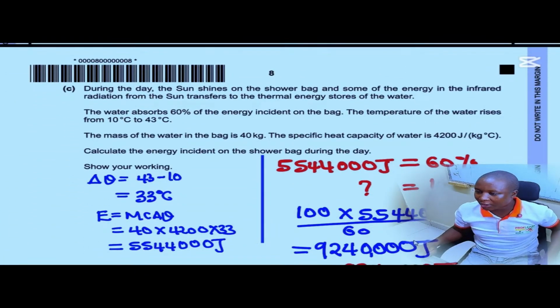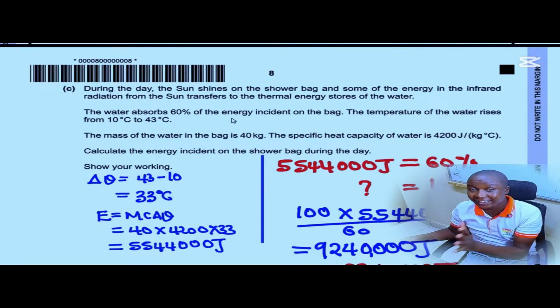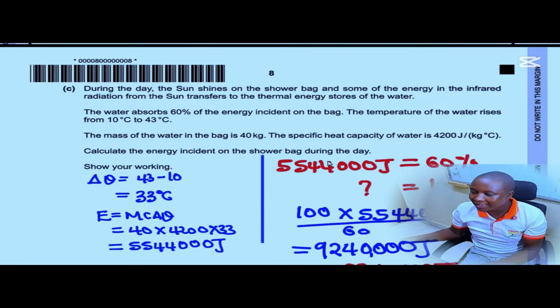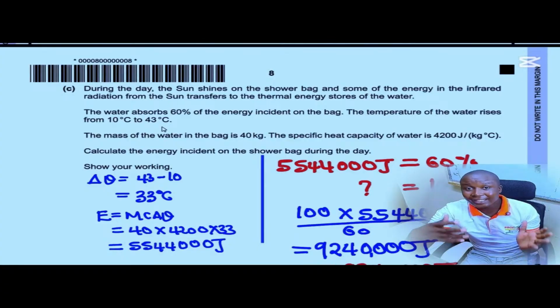During the day, the sun shines on the shower bag, and some of the energy in the infrared radiation from the sun is transferred to the thermal energy store. We are told only 60% of the incident energy is absorbed. The mass of water in the bag is 40 kg. The specific heat capacity of water is 4,200 joules per kg per degree Celsius. We're supposed to calculate the thermal energy incident on the shower. First we calculate the temperature change. The temperature was 10 degrees Celsius and it increased to 43, so the temperature change is 33 degrees Celsius.